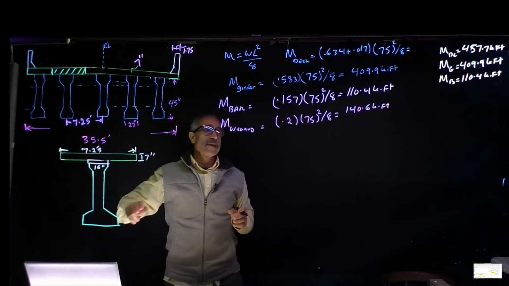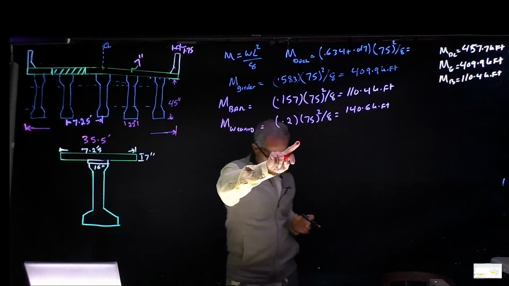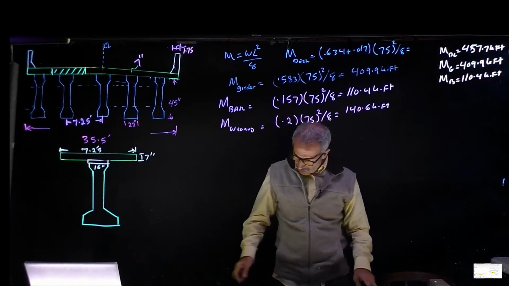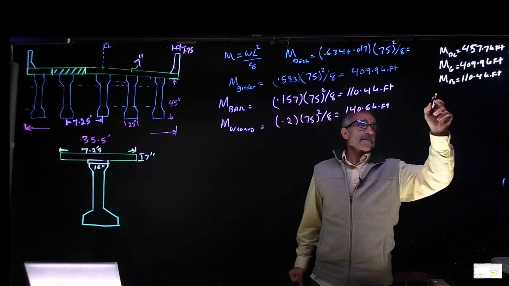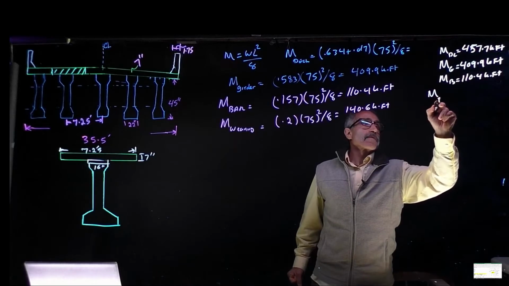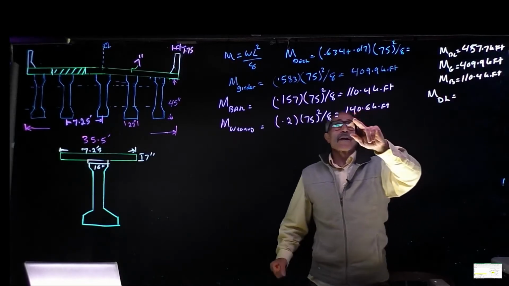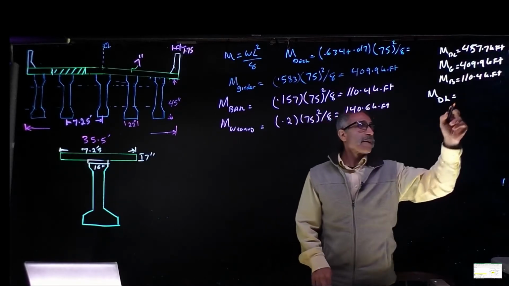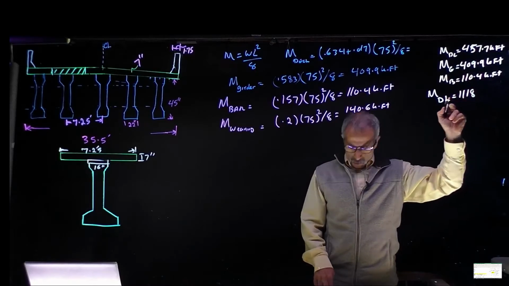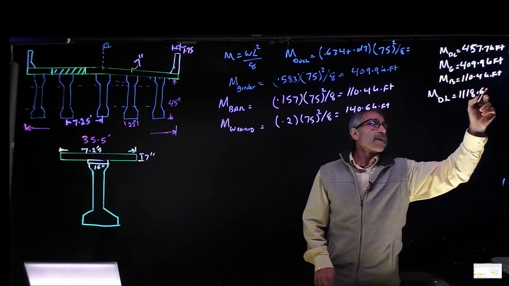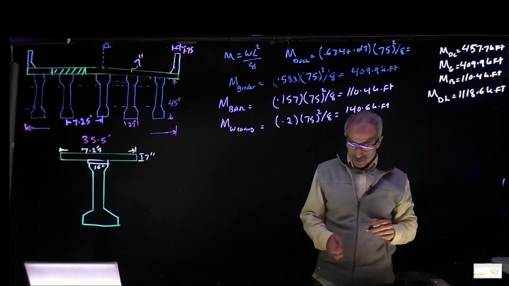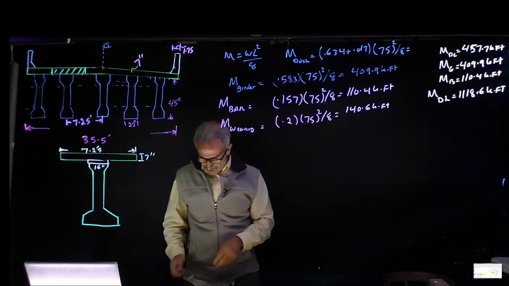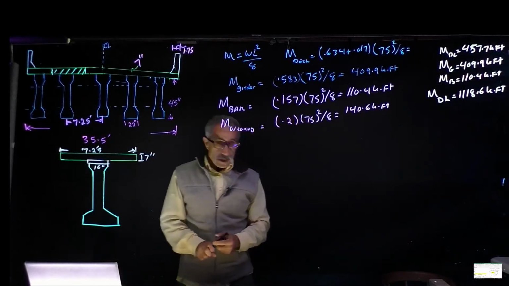Remember, that's the dead load of the whole thing. The dead load of all this comes out to the total. So the total of dead load is going to come out M dead load, and I'm going to write down the M dead load. Total, if I add all these, comes out to 1118.6 kip foot. We need that. Okay, so now that's one step. Let's go move on to the next step. That's step number 5.